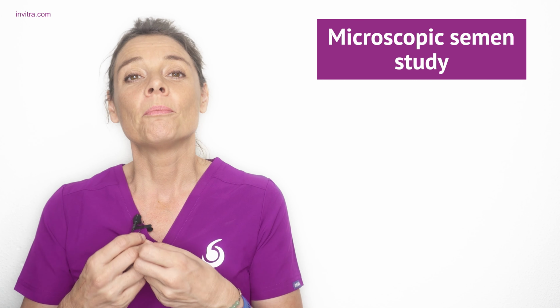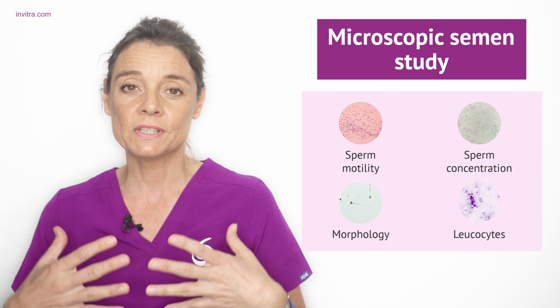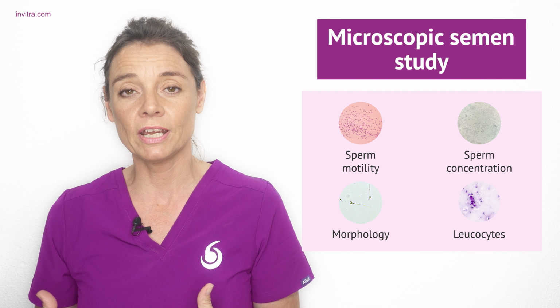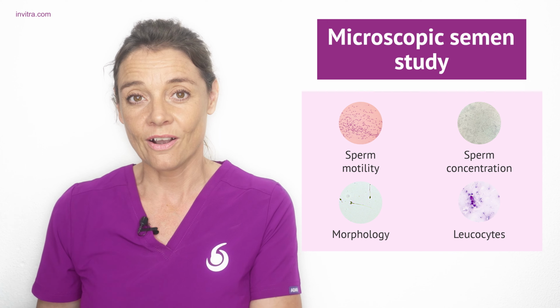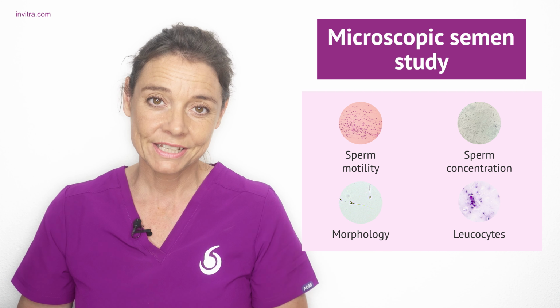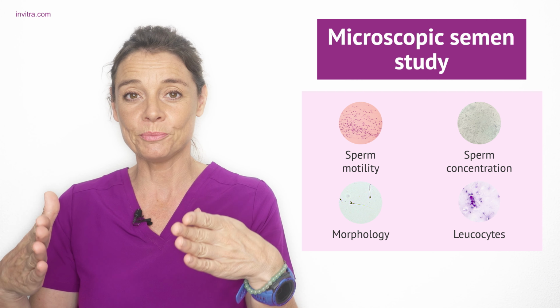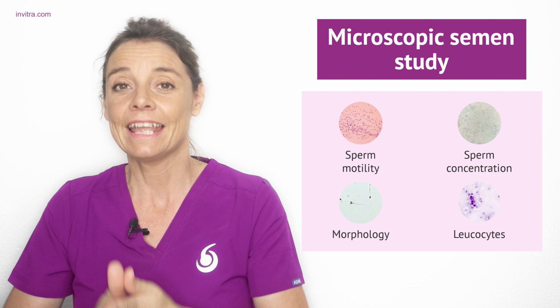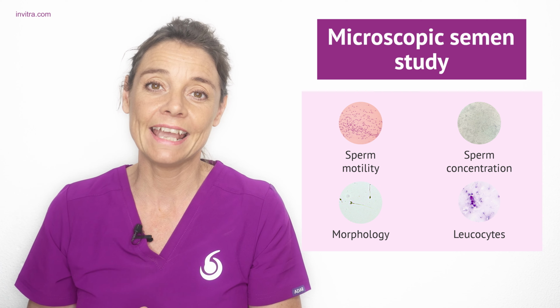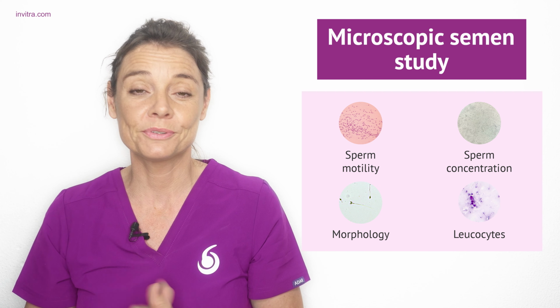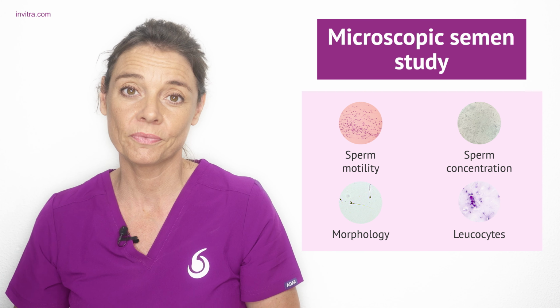Then there is also the microscopic study. Using microscopes in the laboratory, the following things are also looked at. The motility of the sperm is studied. So all of the sperm need to be able to move forward progressively in order to be able to reach the egg for fertilization. It's important to look at how the sperm move.